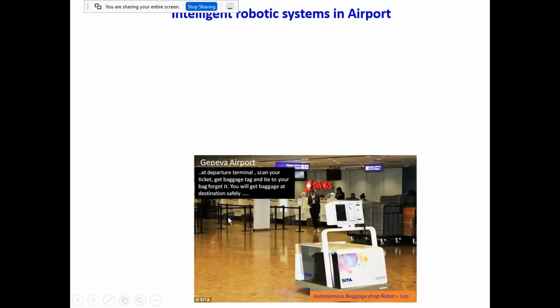Then you will see here the baggage drop developed by STTP. Here at a departure terminal, these types of mobile robots are there. What you do is scan your ticket here, get a baggage tag, tie it to your bags and forget it. You will get the baggage at the destination, meaning they will load your bags onto the respective flight. You no need to worry. Directly we will go to the check-in counters.